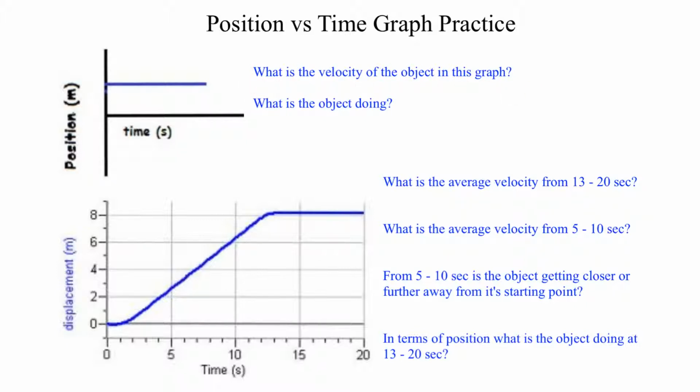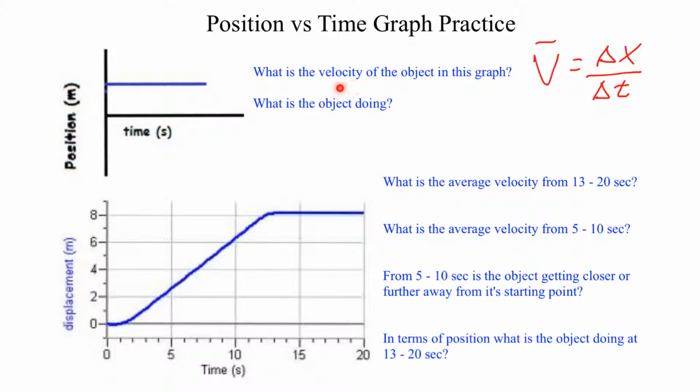Alright, let's answer the first question here. What is the velocity of the object in this graph? Go back to the definition of velocity. Remember that velocity is equal to the change in position, or displacement, over the change in time. The reason I keep saying "or" is that delta x stands for change in position, and the change in position is what we call displacement. So it's actually not correct to say change in displacement, because displacement is change in position. Anyway, this is your definition.